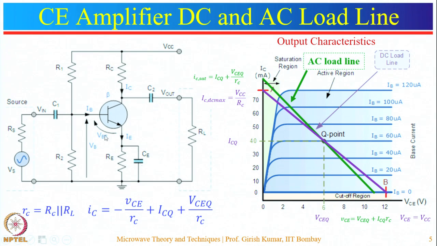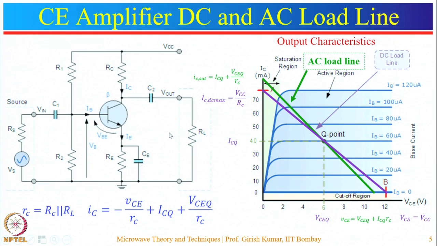Now we will see that here we are interested in AC power that is delivered to the load. So we will see the AC load line. Now one may ask why the AC load line and DC load line are different. If you see here, the impedance seen at this end will be different for the DC circuit and the AC circuit.